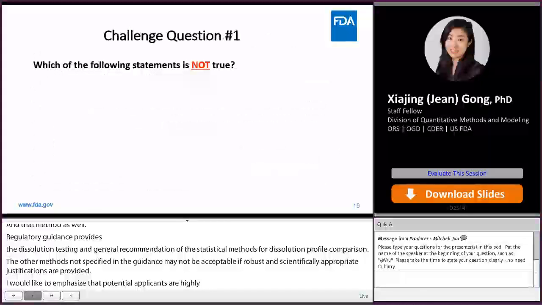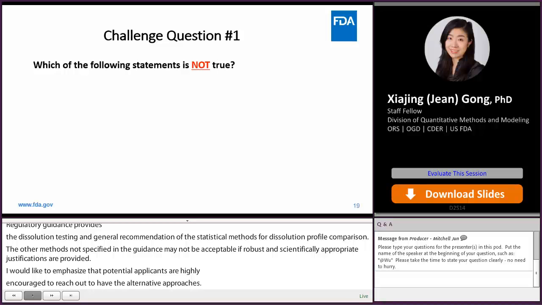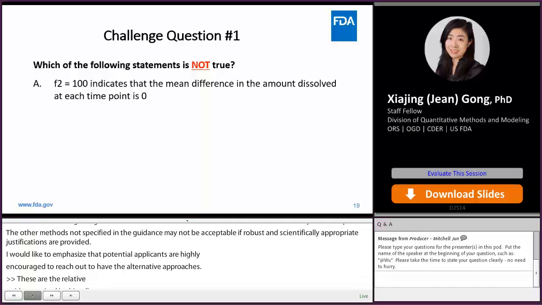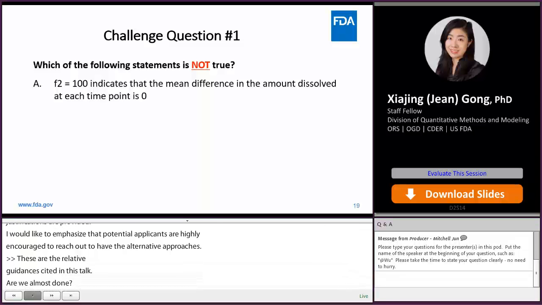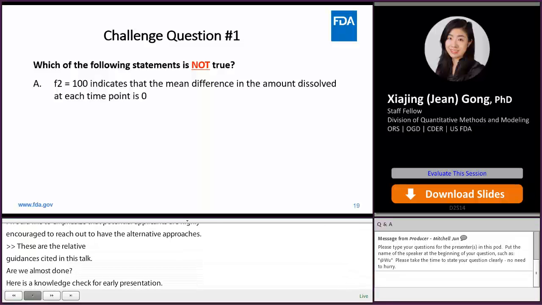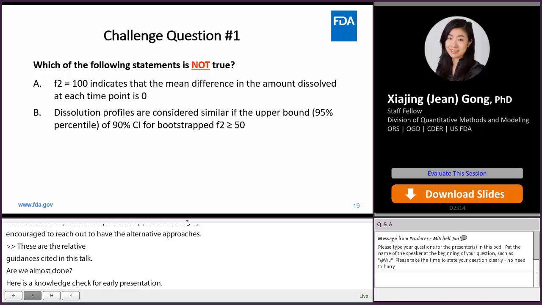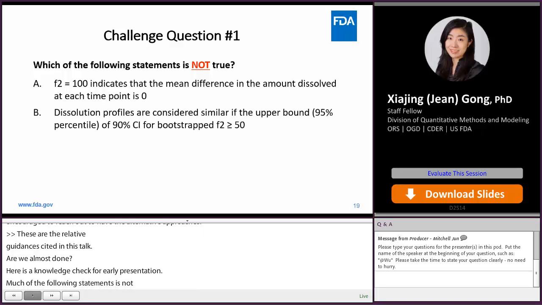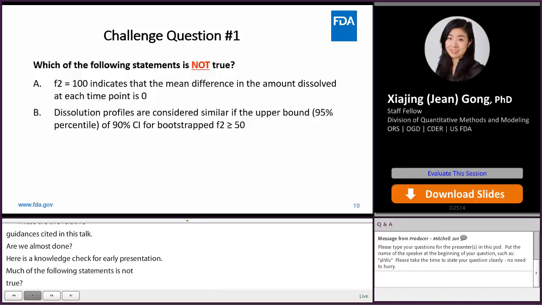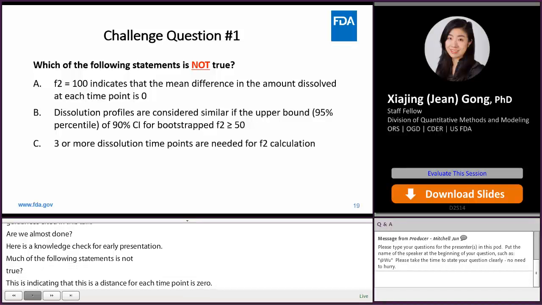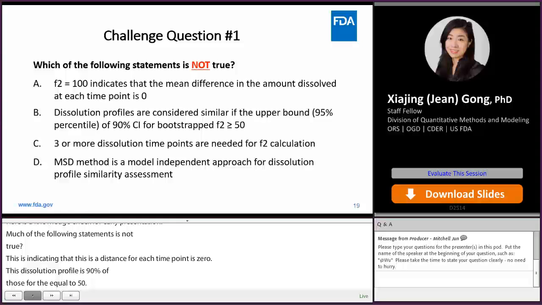So we're almost done. Here's a knowledge check from earlier presentation. Which of the following statements is not true? A. F2 of 100 indicates that the mean difference in the amount dissolved at each time point is 0. B. Dissolution profiles are considered similar if the upper bound of 90% confidence interval for the bootstrapped F2 is greater than or equal to 50. C. 3 or more dissolution time points are needed for F2 calculation. And D. MSD method is a model-independent approach for dissolution profile testing. I will leave you a little bit of time to think about it.